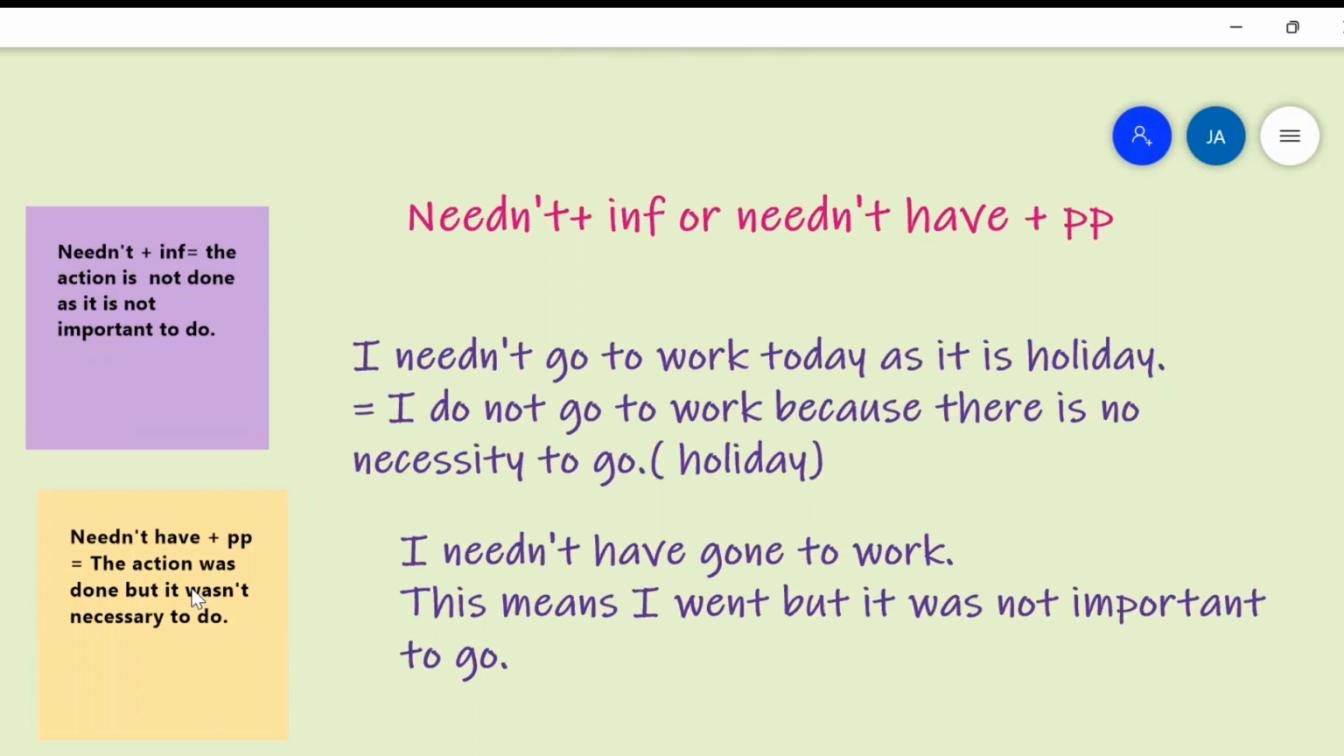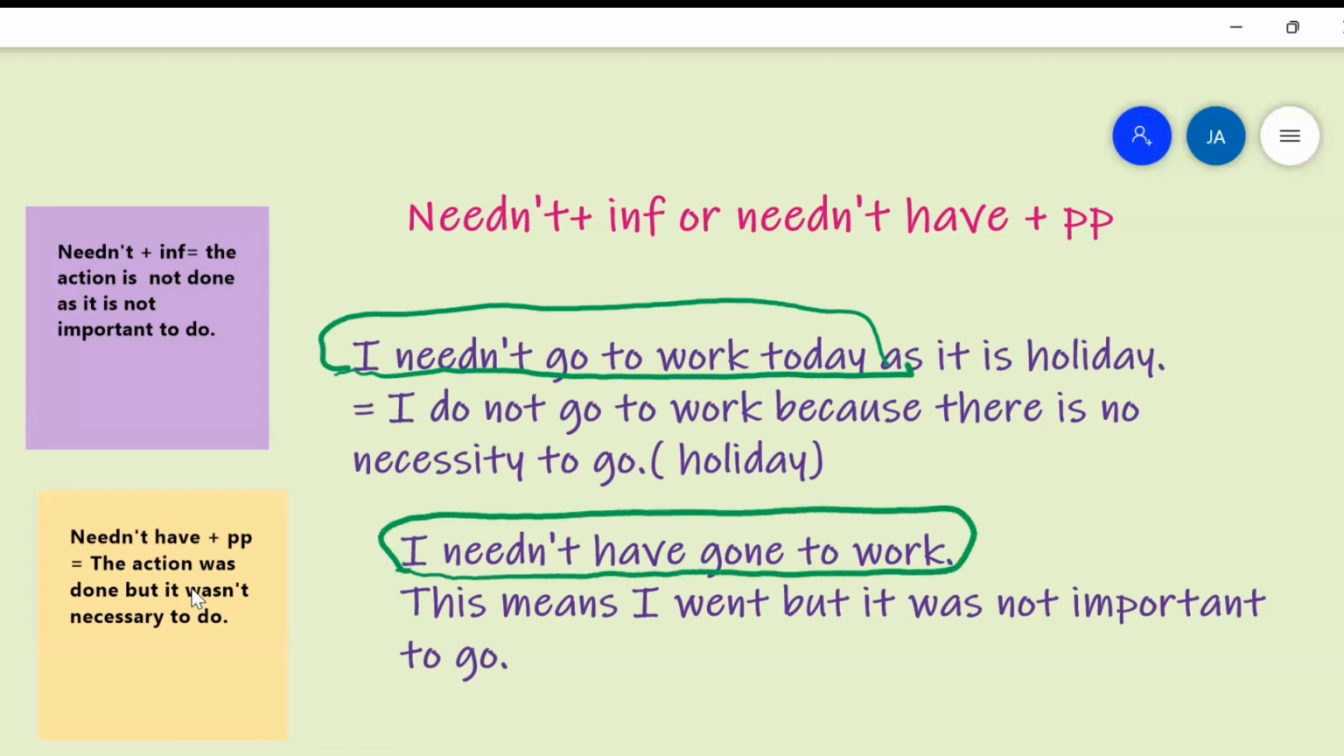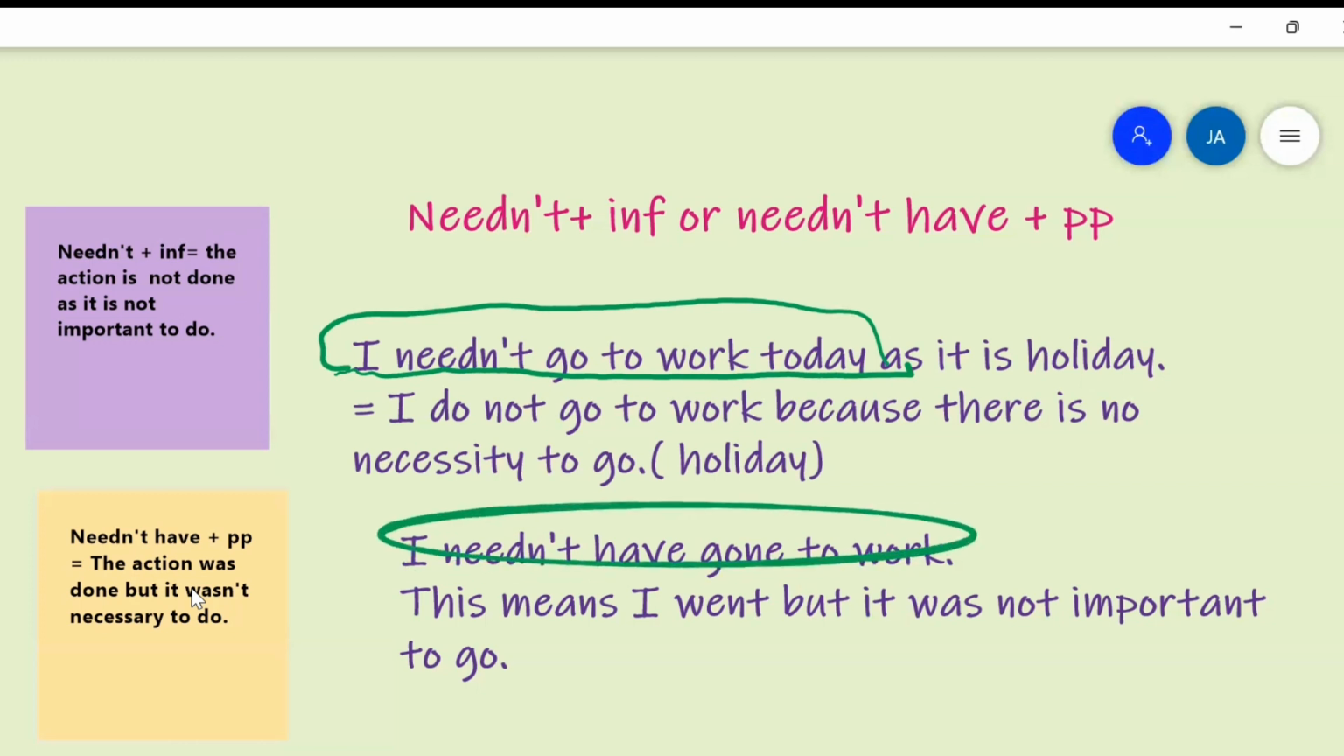If I say, I needn't go to work today, as it is a holiday, and I needn't have gone to work. What is the difference between these two sentences? I say, I needn't go to work today, this sentence, and the second one, I needn't have gone to work. The main difference between them is that the first one is needn't plus the infinitive form, the second one is needn't have plus gone, the past participle, but there is a difference in meaning.